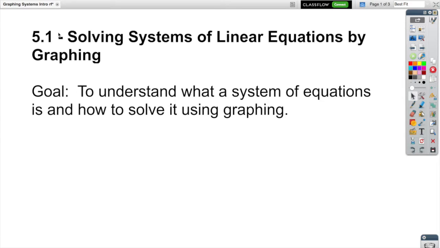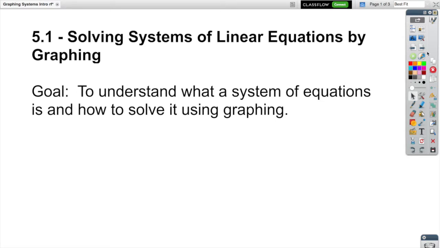All right, this is the beginning of Chapter 5. This is Lesson 5.1, Solving Systems of Linear Equations by Graphing. So basically what we're doing is we're following up our work on linear equations, and we're going to start using it in this idea called systems of equations. So our goal today is to understand what a system of equations is and how to solve it using graphing.